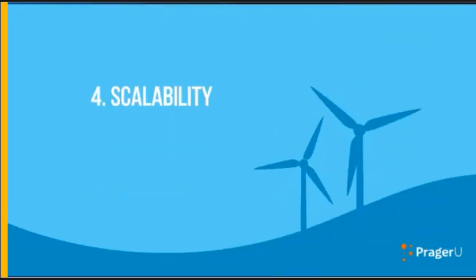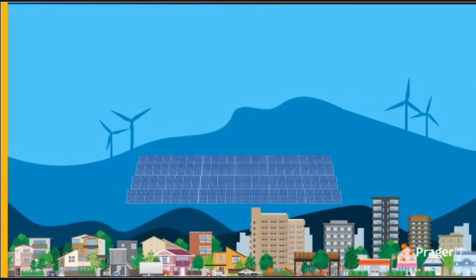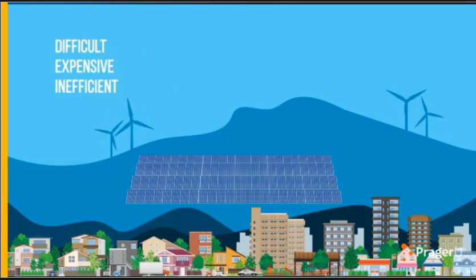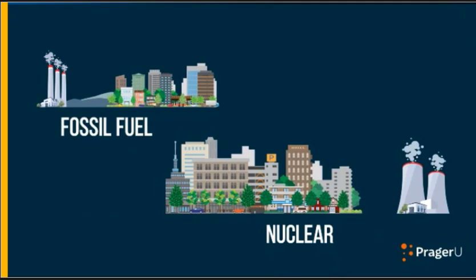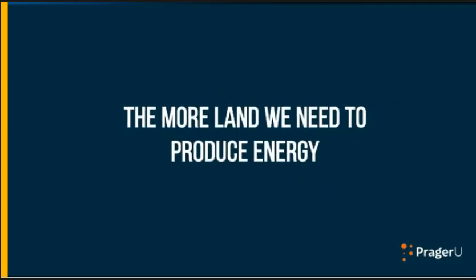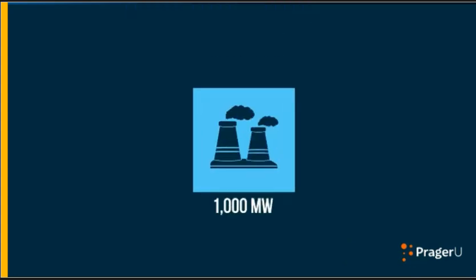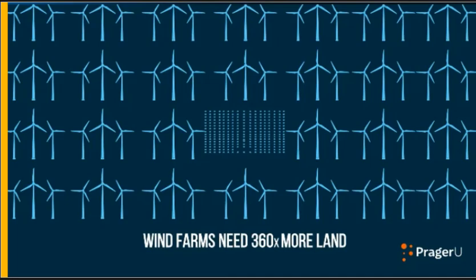4. Scalability. Wind and solar resources are usually located far away from where people live and work, making it difficult, expensive, and inefficient to transport energy to where it's needed. Fossil fuel and nuclear power plants have safely operated for over a half a century within city limits. 5. Land use. The more land we need to produce energy, the more wildlife habitat we lose. A typical 1,000 megawatt nuclear power plant needs little more than 1 square mile to operate. Solar farms need 75 times more land to produce the same amount of energy. Wind farms need 360 times more.